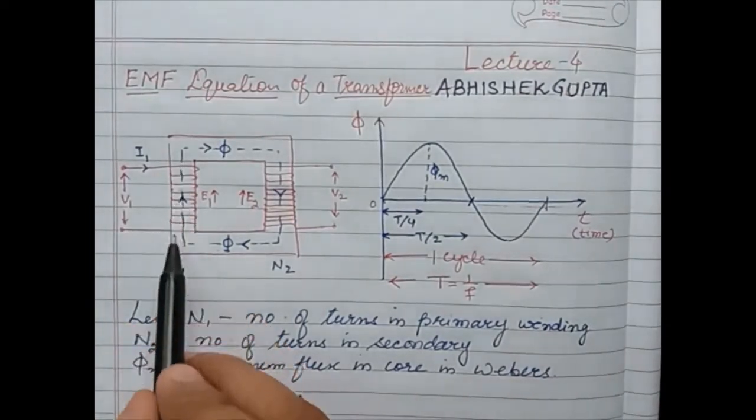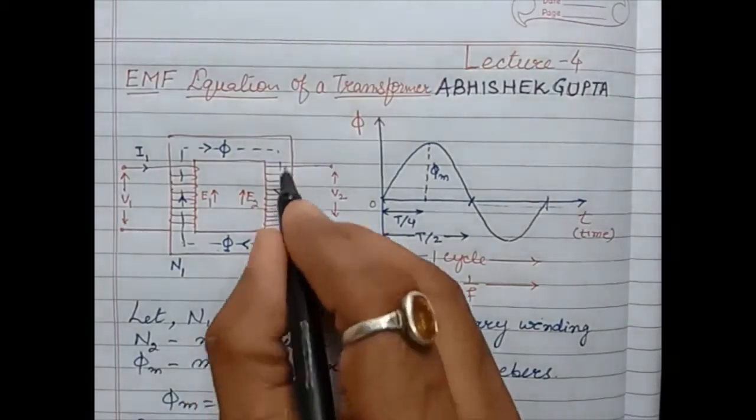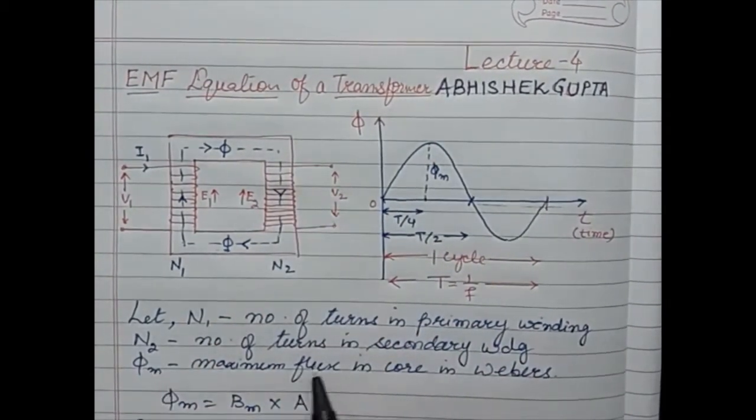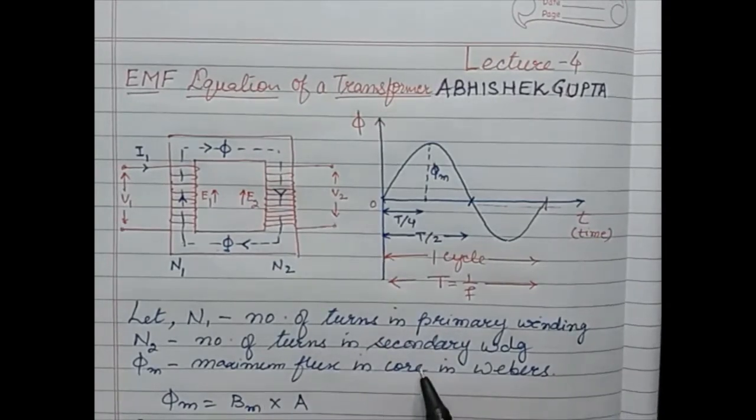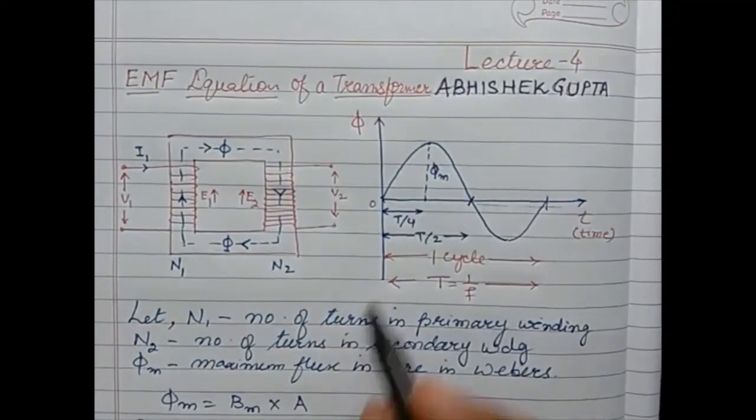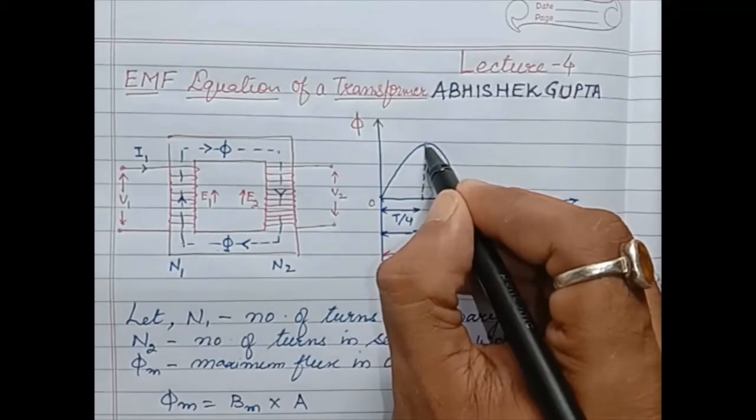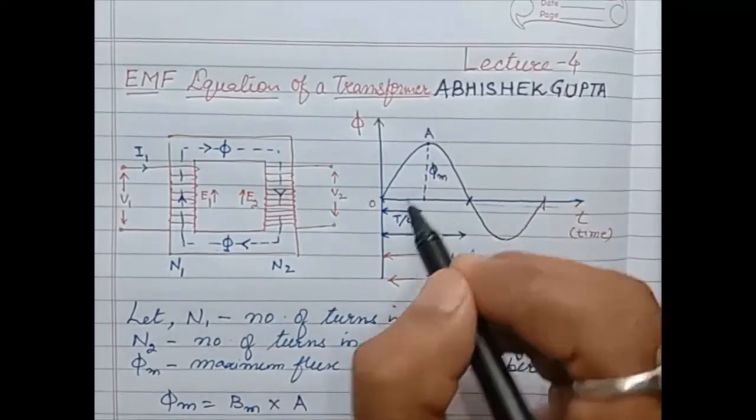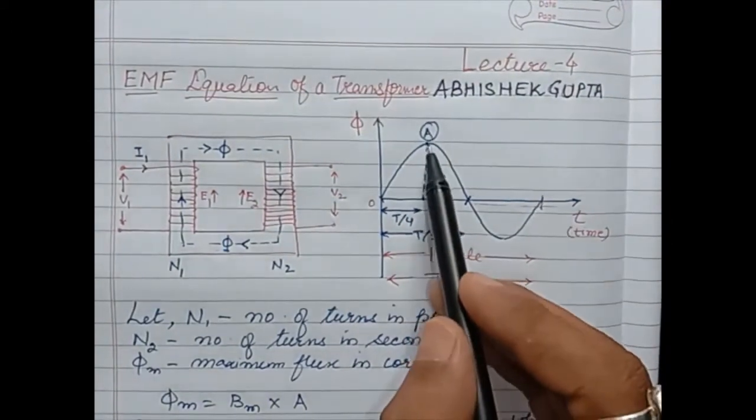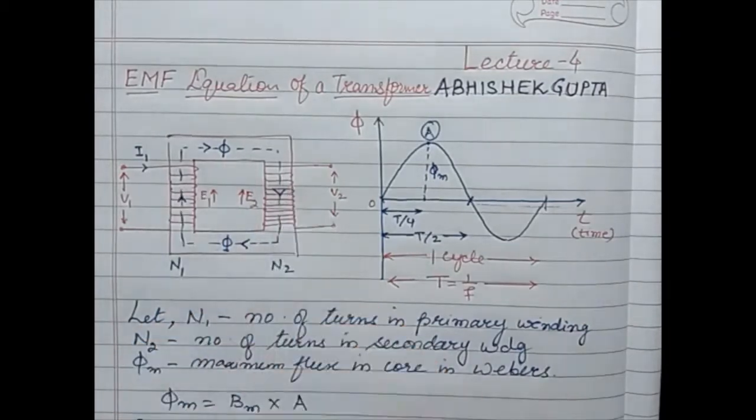Therefore let N1 be the number of turns in the primary winding. Similarly N2 is the number of turns in the secondary winding. Phi m is the maximum flux in the core, and this is the value when phi increases from 0 and attains its maximum value, suppose at A. At this point maximum flux will occur in the core.